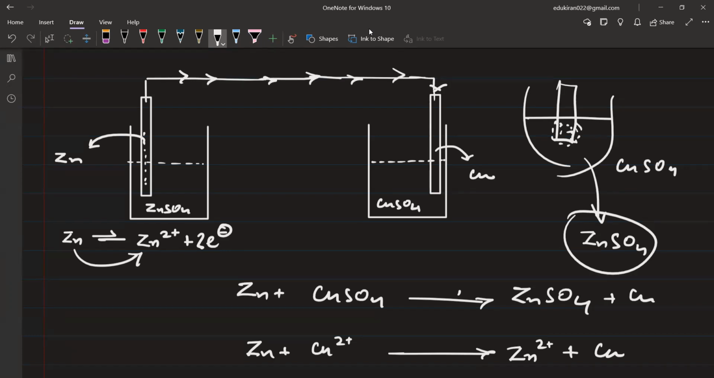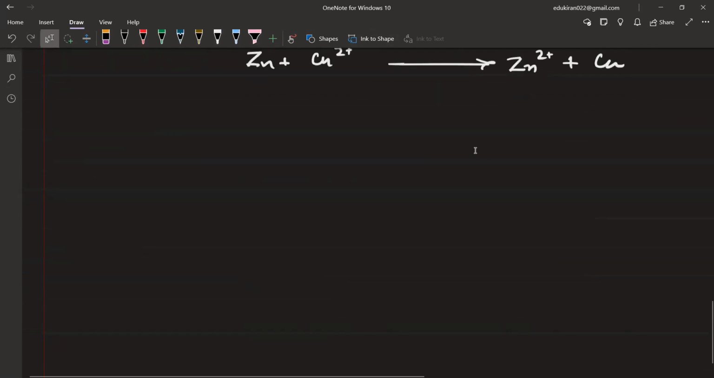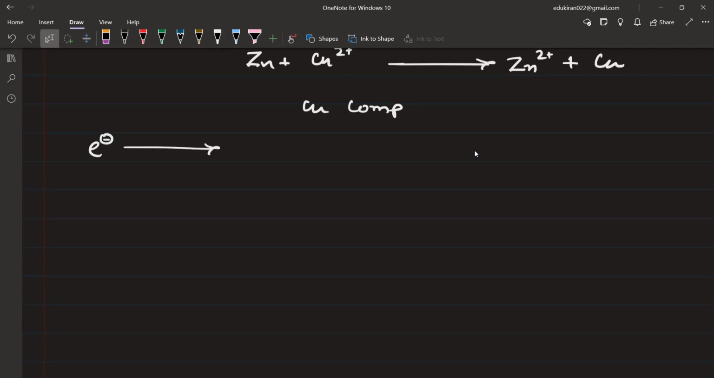They can travel here like this. So we have got electrons from the zinc compartment, and they have traveled towards the copper compartment. Now in the copper compartment, it will meet 3 people. It will meet the copper rod. It will meet the Cu2+ from the solution. And it will also meet the SO4 2- from the solution.